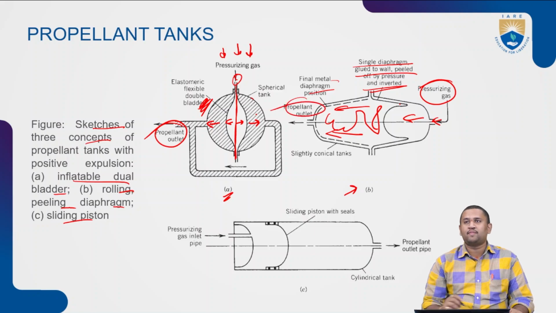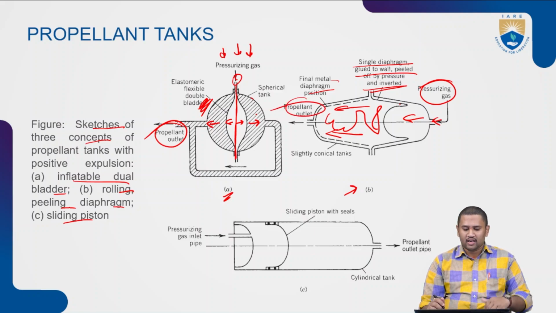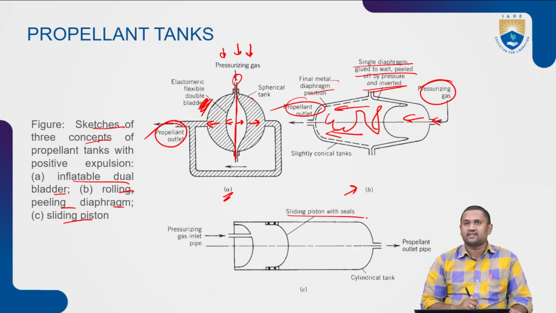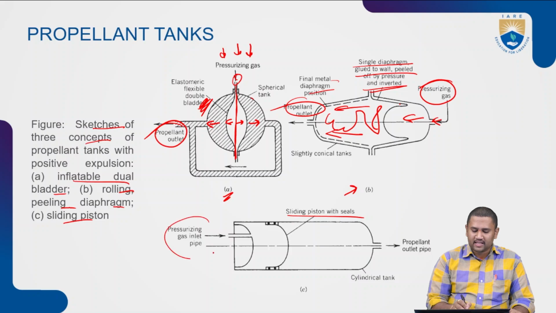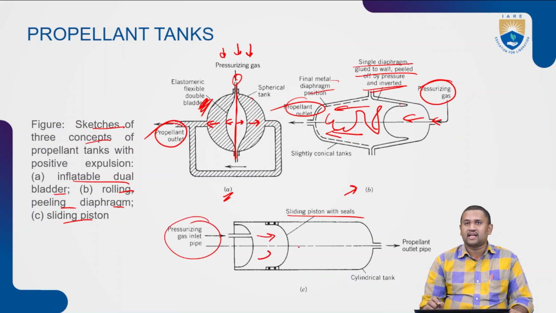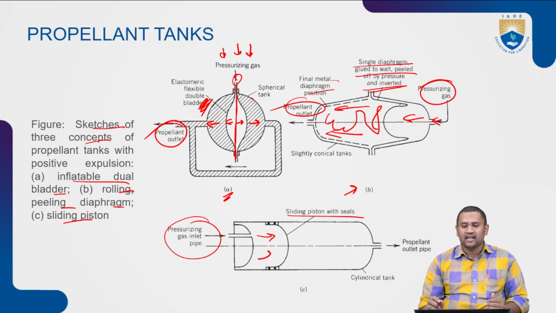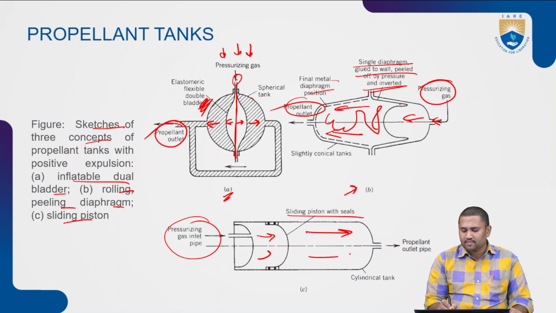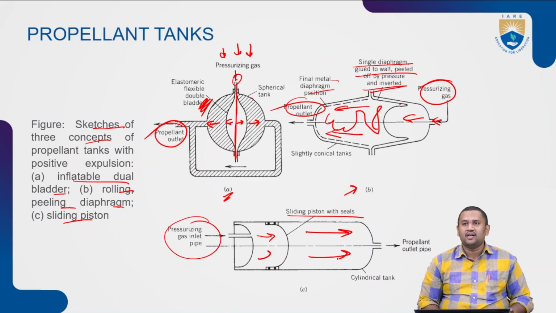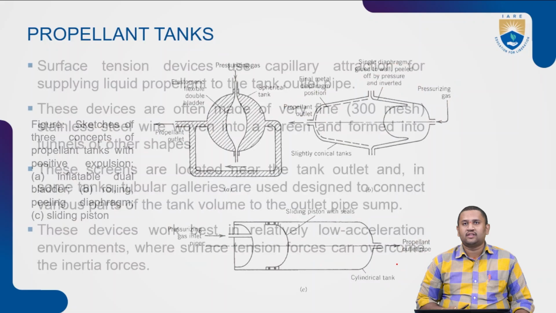Now continuing the same, if we are using a piston with seals, what happens is that the pressurized gas inlet pushes the sliding piston, similar to a piston inside an IC engine. As it moves, the propellant is expelled, pushed out of the cylindrical tank towards the outlet.